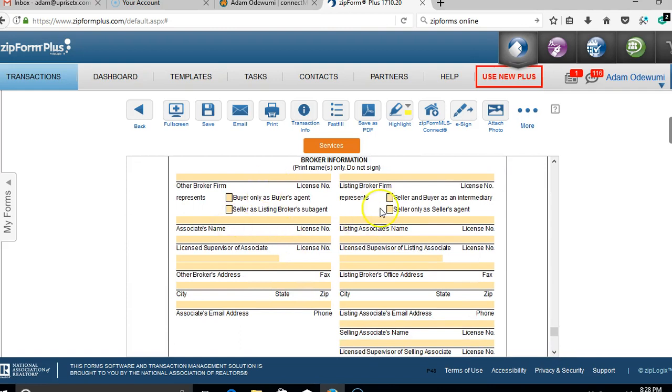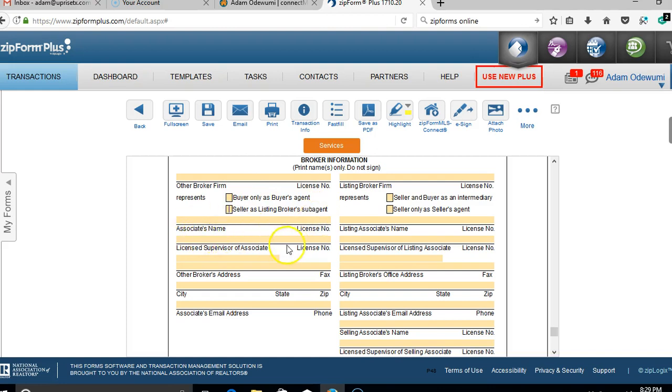And then page 9 is where you fill out the brokerage information. Here's where you fill out the brokerage information, and this will be the name of the brokerage and license number. If you're only representing the buyer, you click that. If you're representing both, then you click that. Or if you're the seller's listing broker's sub agent, check that one. You put the name of the agent here with their license number.